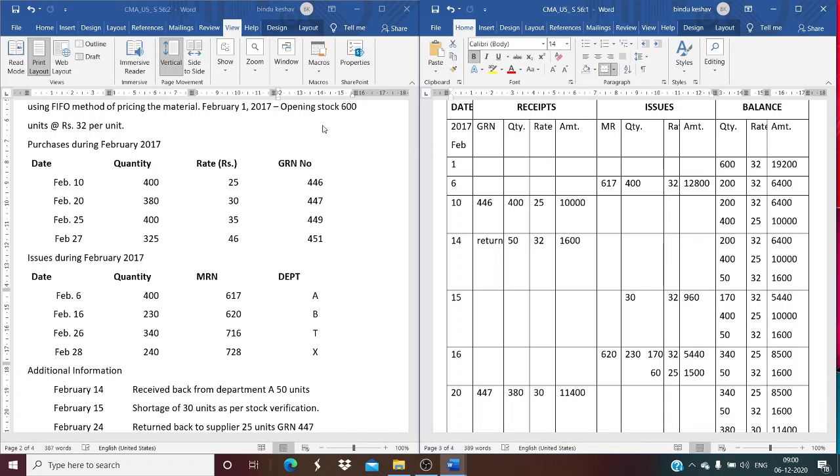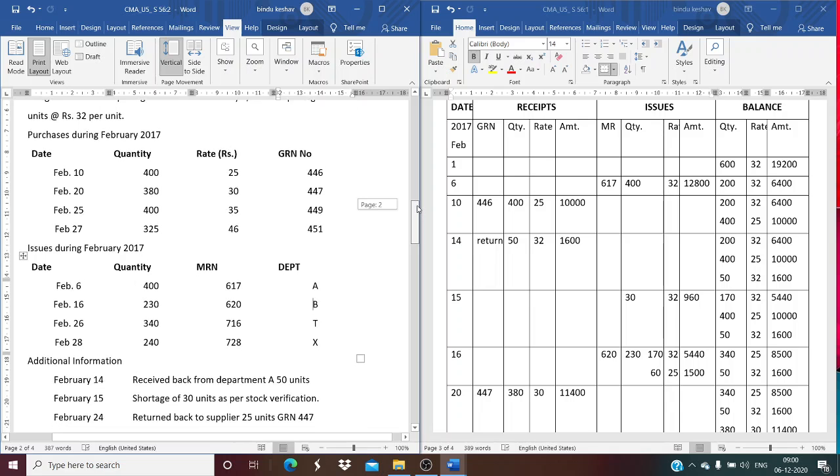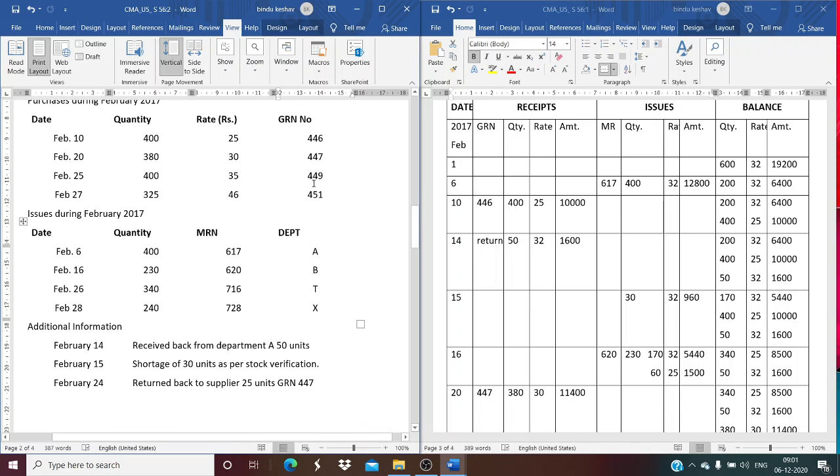To begin with, the opening stock 600 units at rupees 32 per unit. So first, date February 1, the balance 600 units at rupees 32, 19,200. Then we need to look into the dates. The next date, whether it is purchases or issues or additional information, the next is February 6th issue.